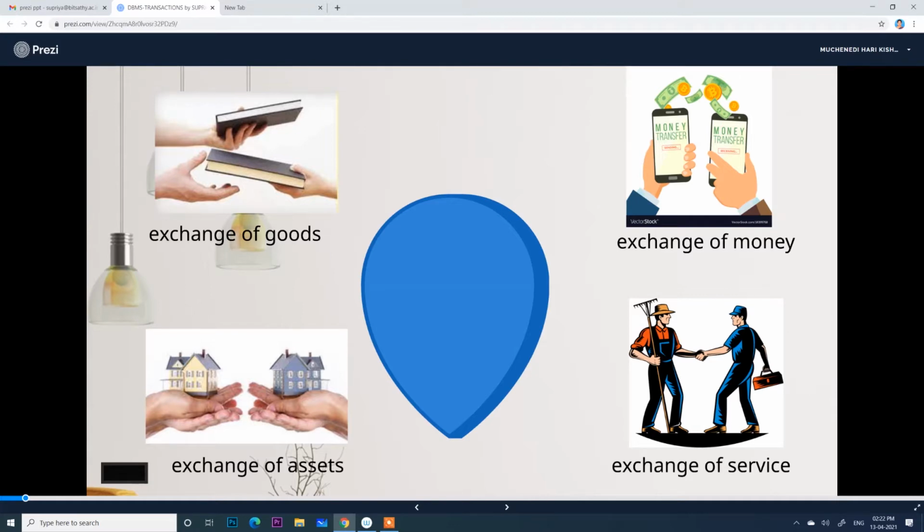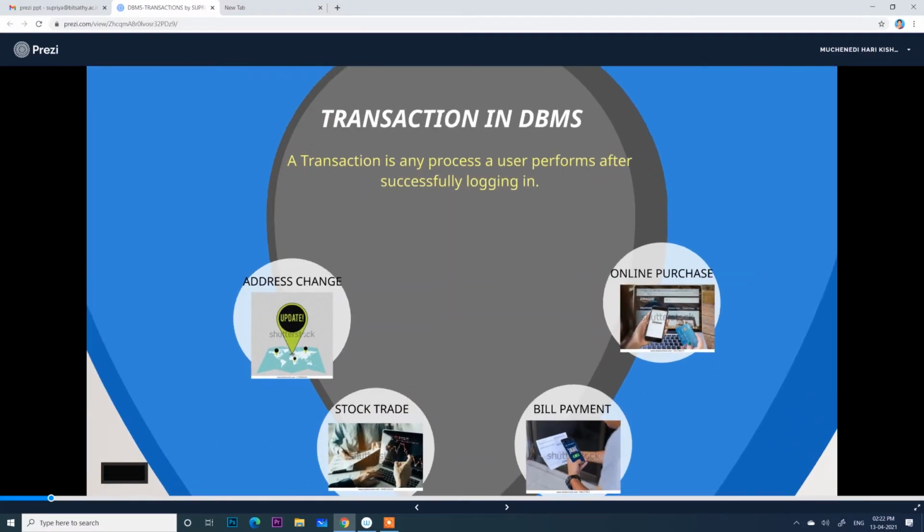So in all these images, the common theme is exchange or transfer of items. So a word which matches this theme is called transaction. So we are dealing with database management system. So let us see what is transaction in terms of database management system.